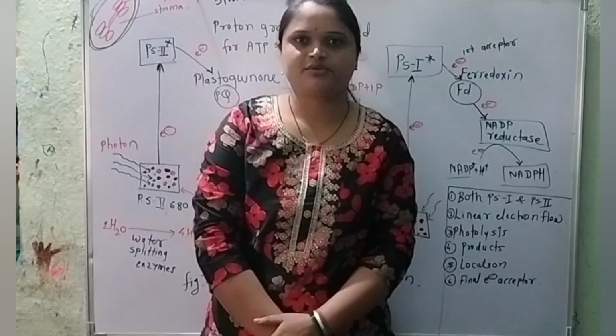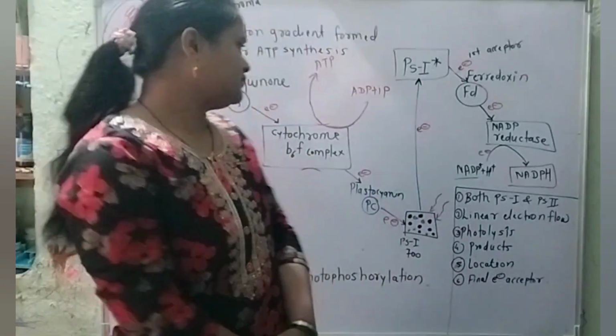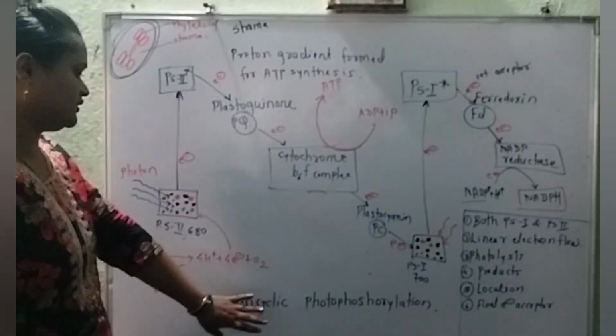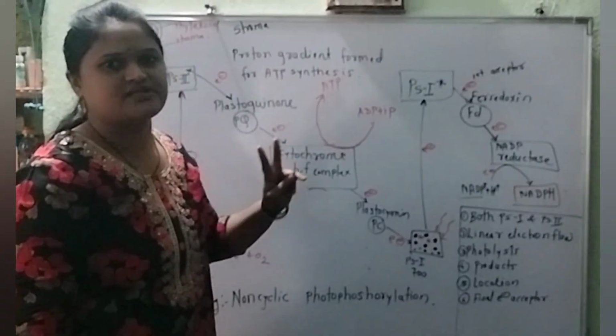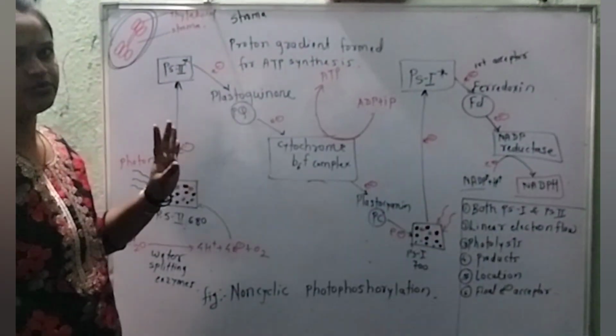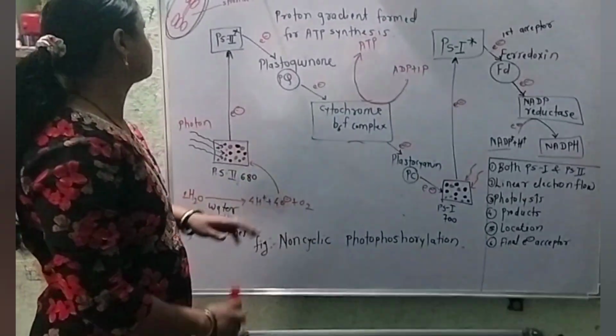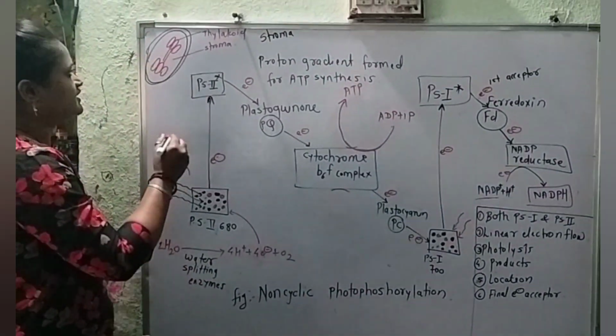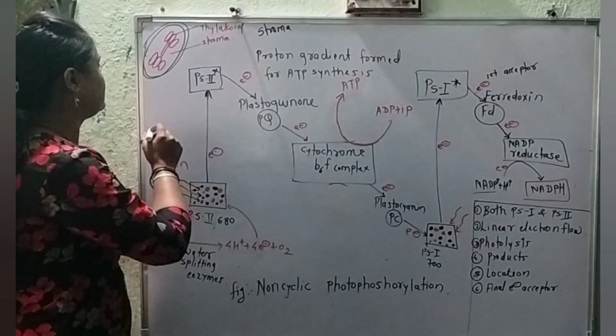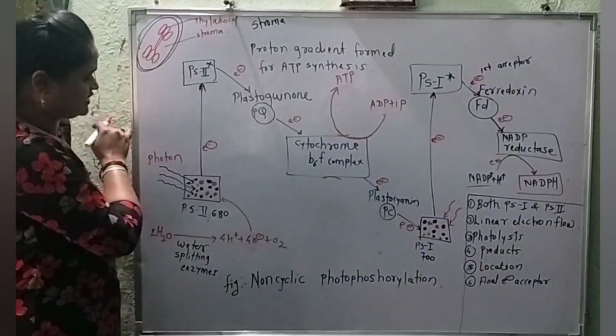Today we are discussing non-cyclic photophosphorylation. There are two types of phosphorylation which take place in the plant for the process of photosynthesis: non-cyclic photophosphorylation and cyclic photophosphorylation, which take place in the chloroplast. Let's first see the location of this reaction.